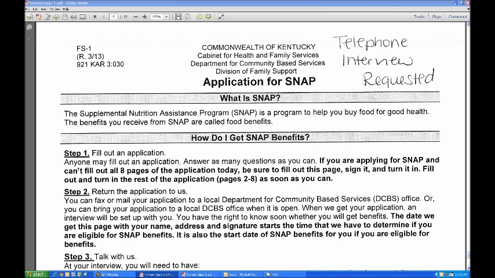Let's go over the SNAP application. You'll notice right up here on the top it says telephone interview requested. We've added that to all our copies of our application so that individuals don't have to go down to the DCBS office. They can complete their interview over the phone.